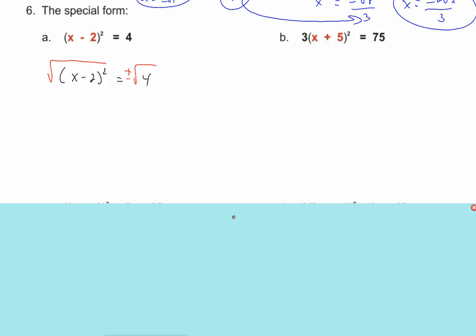Somebody raise your hand and tell me what the left becomes. Ethan? It is x minus 2. Remember, square roots undo squares. And the right is easy. That's plus or minus 2. Don't forget the plus minus. Now, we're not done. This is the special case, and we now have to finish off with the 2 solutions. And the 2 solutions are because of the plus minus. So you're going to make 2 equations.